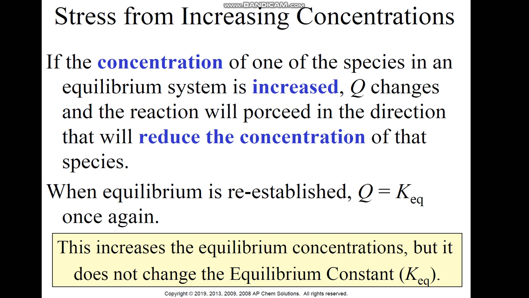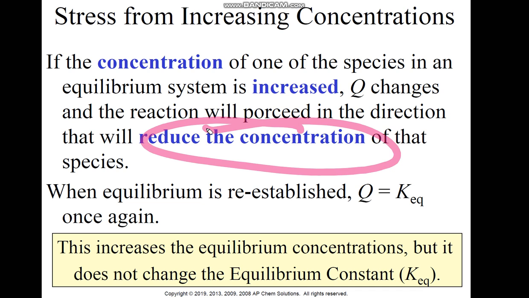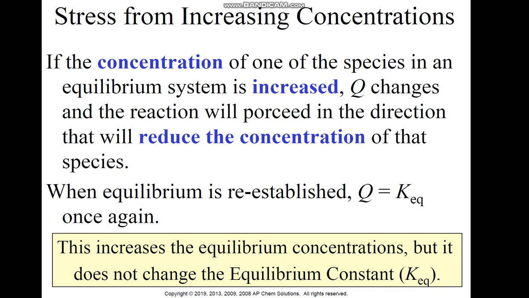So if you increase the concentration of one of the species, reactant or product, the reaction is going to proceed in the direction that reduces the concentration of that particular species. So if you add a reactant, it's going to go toward the products in order to reduce the reactant, because it wants to use it up. Okay, so again, this will not change the K. Changing the concentration is not going to change the K.